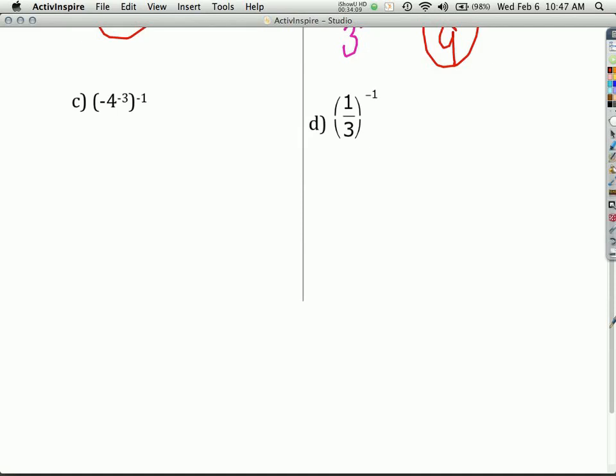If it's hard to see, it's -4 to the -3rd power, in parentheses, all to the -1st power. So, what property do you see illustrated here? There's a whole bunch of different ways to do this one. What property do you see? What jumps out at you? I'll give you a hint. It's Mr. Gall's favorite property to say out loud.